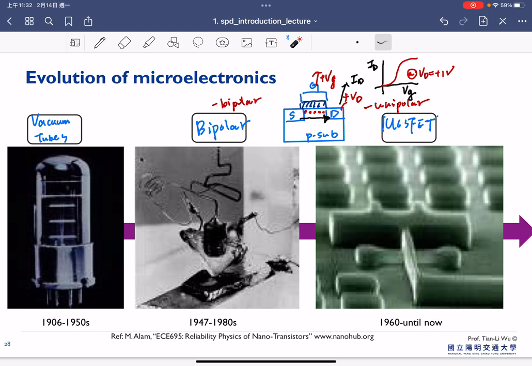And as I said, you can see the major carrier in the channel, this is our channel, 通道. The major carrier in the channel is only the electron, which is only one type of carrier. So that's why we call this unipolar, because there's only one carrier transport. But in the bipolar transistor, we always have two kinds of carrier transport. We have electron and hole, and we will talk about that later.